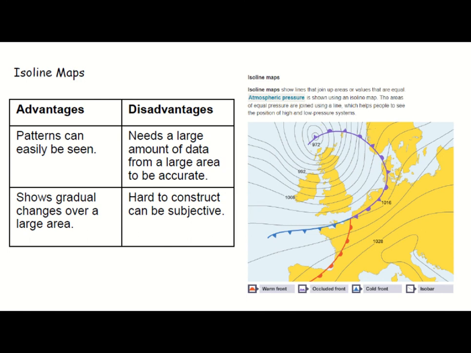ISO line maps, very specialised. You're only really going to find these if you're looking at weather hazards and climate change, and even then, probably not going to look at them. I've just added these in because it was in the resource that I was given, just in case. So don't be intimidated by this. You're very, very unlikely to see this, but it might help you understand what's going on when you watch the weather next.